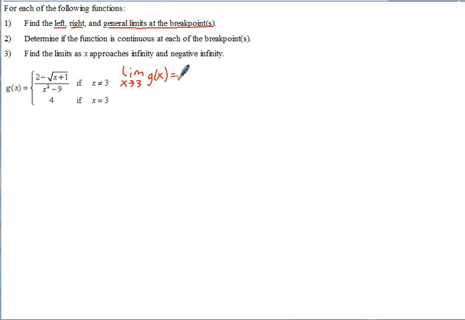First thing you do is substitute in 3. See what's happening? So we have 2 minus the square root of 3 plus 1, over 3 squared minus 9. Now the square root of 3 plus 1, that's the square root of 4, which is 2, so we have 2 minus 2, that's 0, over 3 squared is 9, minus 9 gives you 0. Remember, 0 over 0 indicates we have a hole at x equals 3, meaning to get rid of that hole, we need to cancel the factor x minus 3.